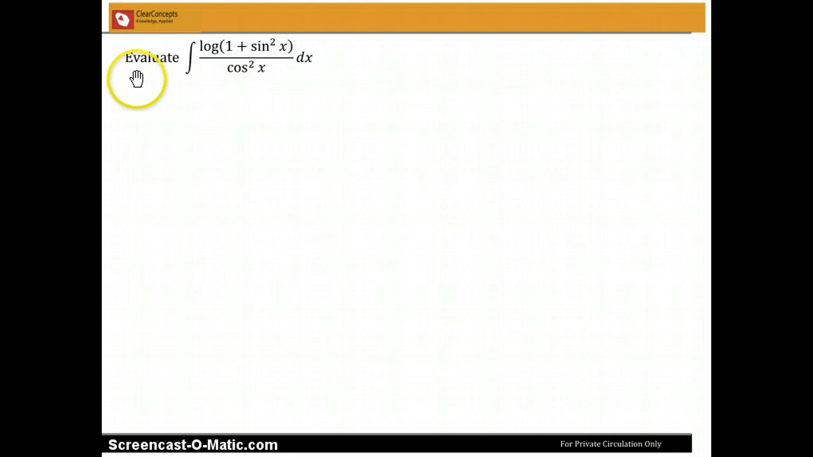Okay, Murari, you had a question about this integral of log of 1 plus sine squared x divided by cos squared x dx.